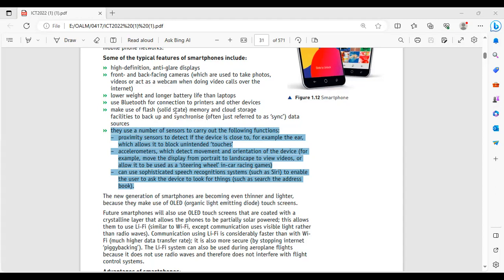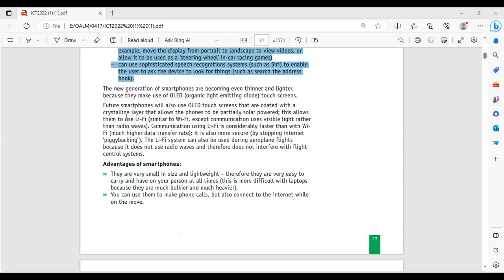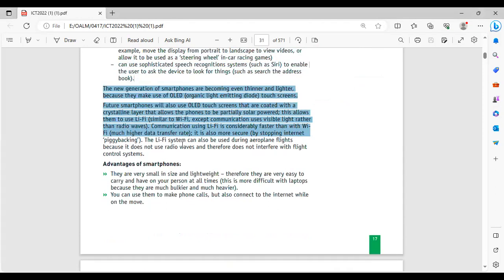It's clear? Okay. So what about these? Do you know about OLED? Any idea? Shumail, can you tell us about OLED? Sir, can I read it first? Yeah, you can read first, then tell us.